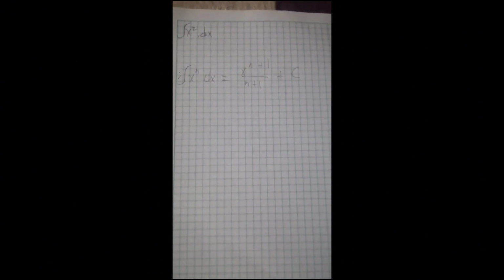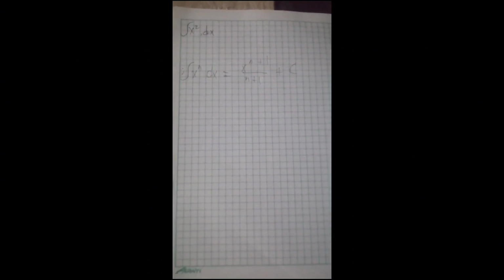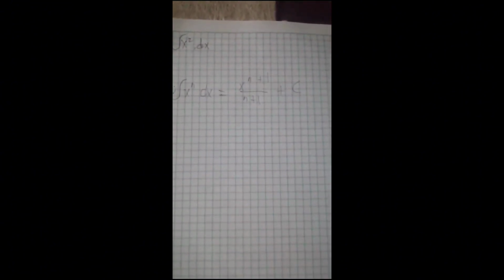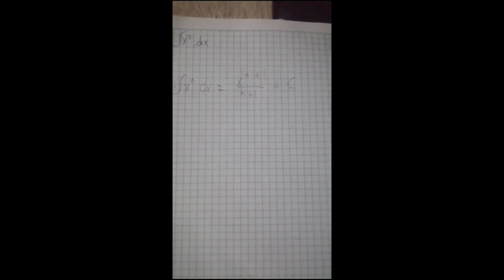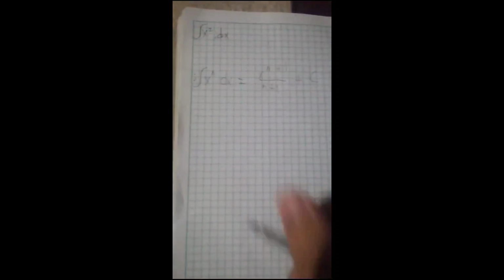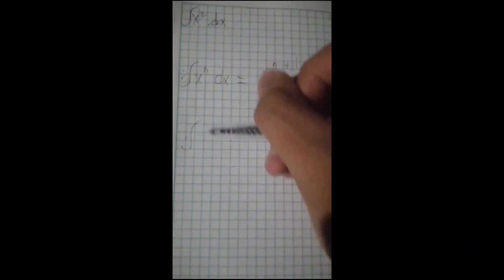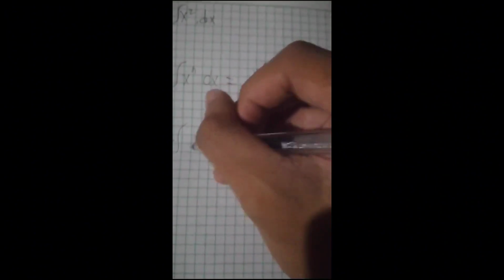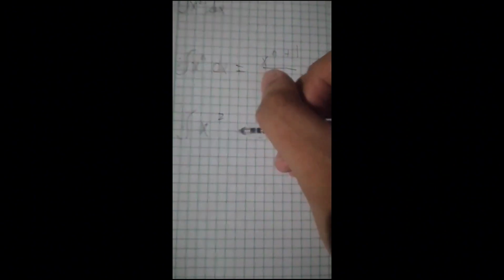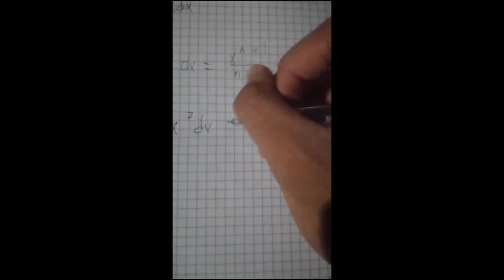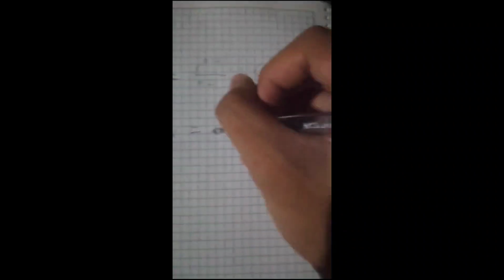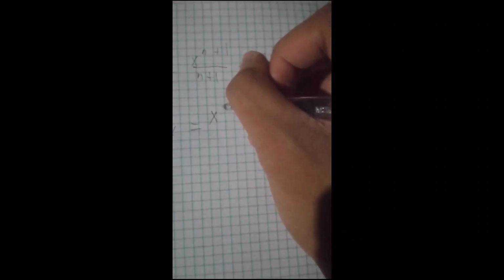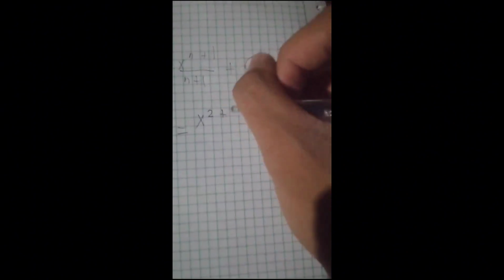So now, let's solve for x squared dx. Here, n is equal to 2. So, applying the power rule, x squared becomes x to the power of 2 plus 1 over 2 plus 1 plus c.